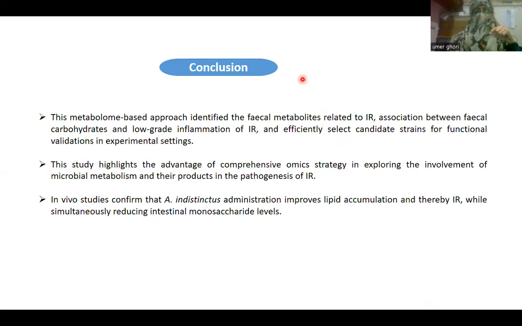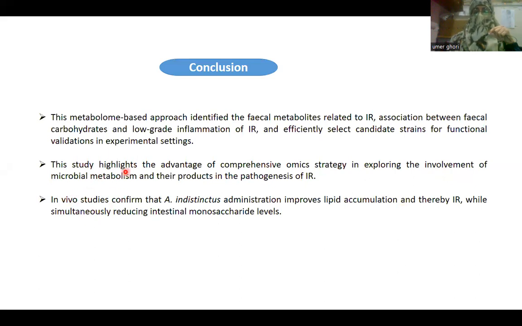So this is the conclusion of this study. This metabolome-based approach identified metabolites related to insulin resistance, the association between fecal carbohydrates and low-grade inflammation of insulin resistance, and efficiently selected candidate strains for functional validation in experimental settings. This study also highlights the advantage of a comprehensive omics strategy in exploring the involvement of microbial metabolism and their products in insulin resistance.